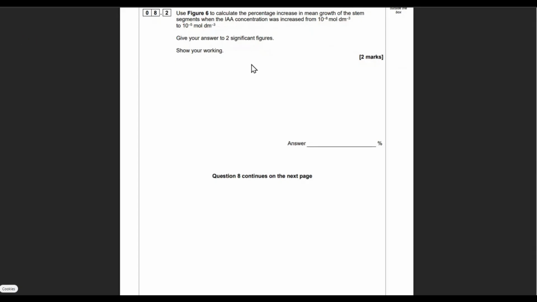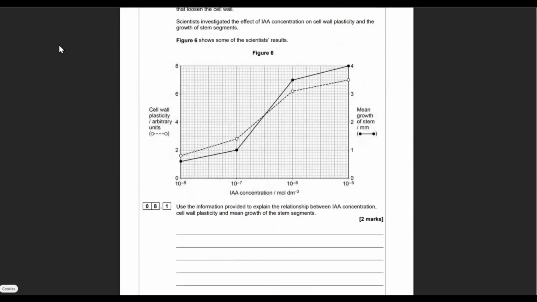So let's go up and calculate the increase in the growth of the stem, not the plasticity of the cell wall. So we're going to calculate the percentage increase in the mean growth of the stem. That's the solid black line. And we're going to use that information. And it's between minus 10.8 and minus 10.5. Why don't you pause the video, bust out your calculator, have a go at this one.